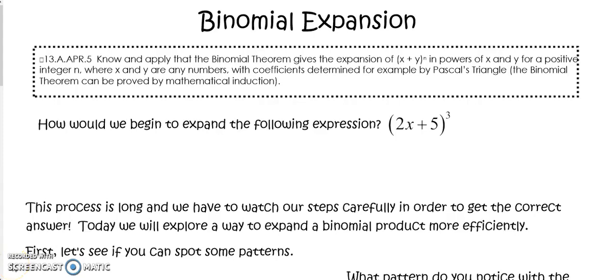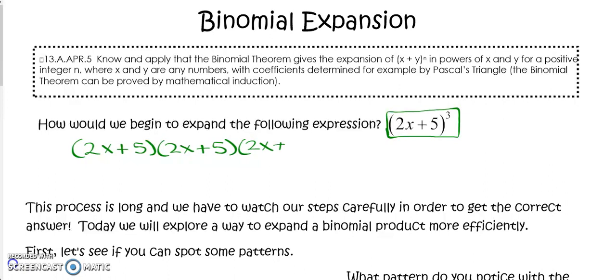Alright guys, we're going to look at binomial expansions. Basically, it's a shortcut for multiplying out a binomial. So for example, if you look at this binomial to the third power, 2x plus 5 to the third power, typically we would say, oh, we're going to write 2x plus 5 three times, okay? And then we're going to need to multiply it out.